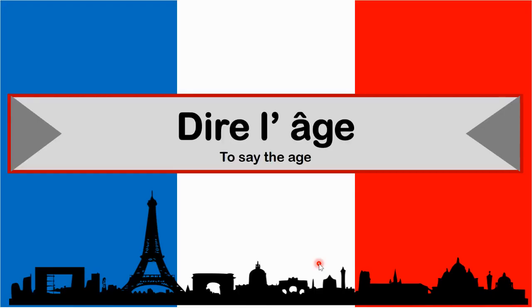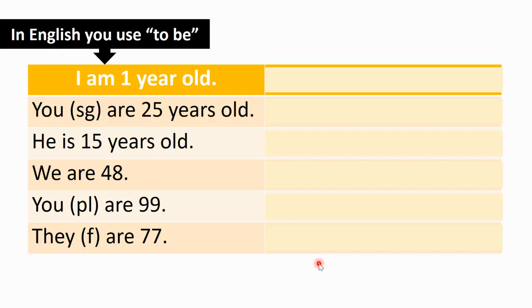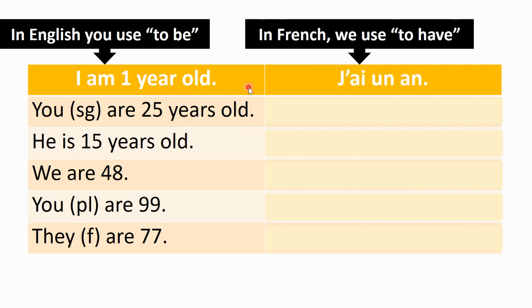How do we say the age in French? In English, you use the verb to be. So in English, you're going to say, I am 1 year old, or you are 25 years old. But in French, it's different. In French, we are going to use the verb to have. So I'm 1 year old is j'ai un an. Literally, what you're saying is I have 1 year of age. That's what we're saying in French.